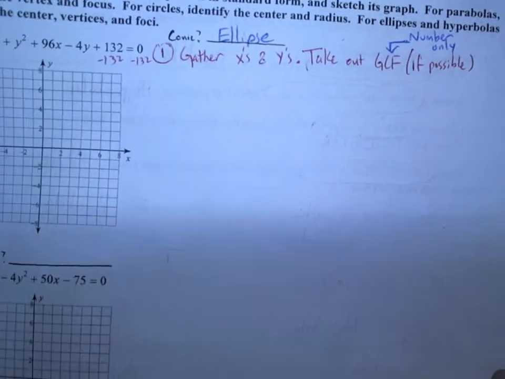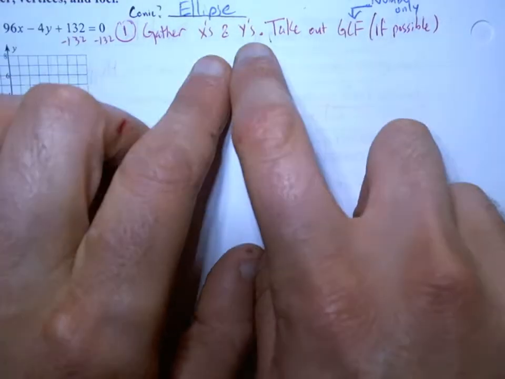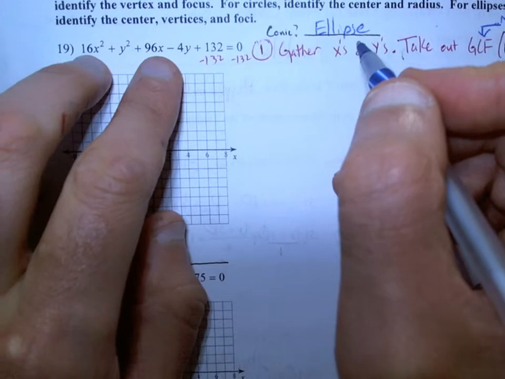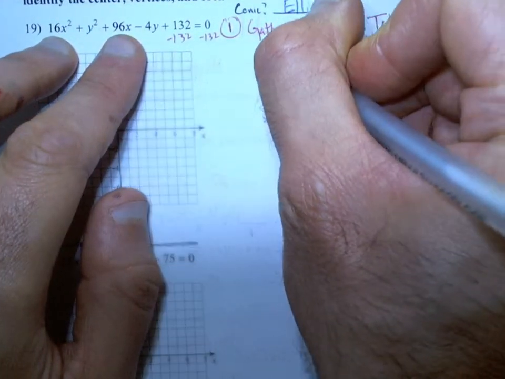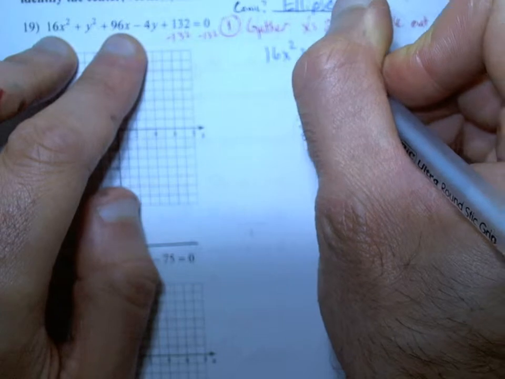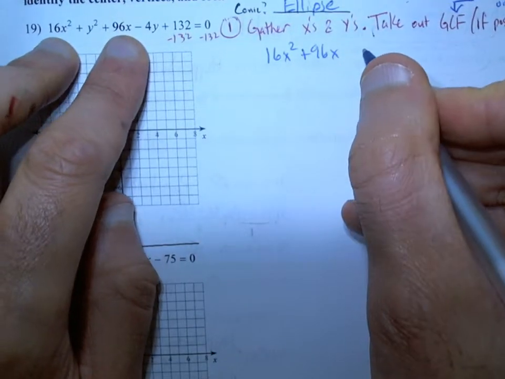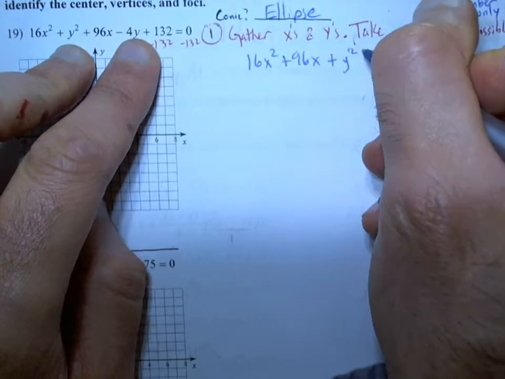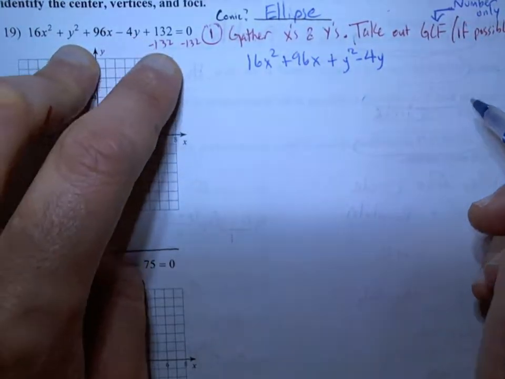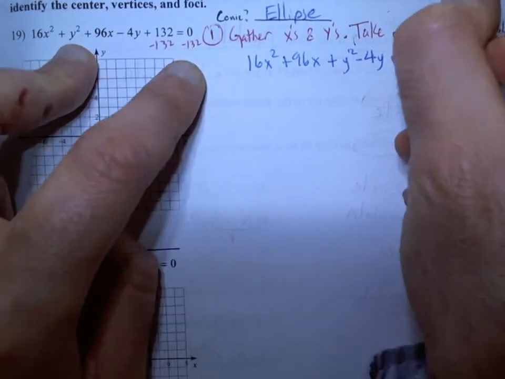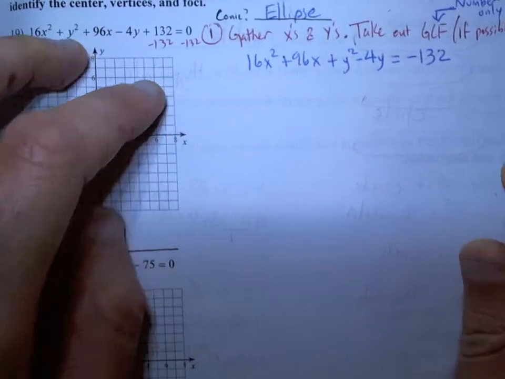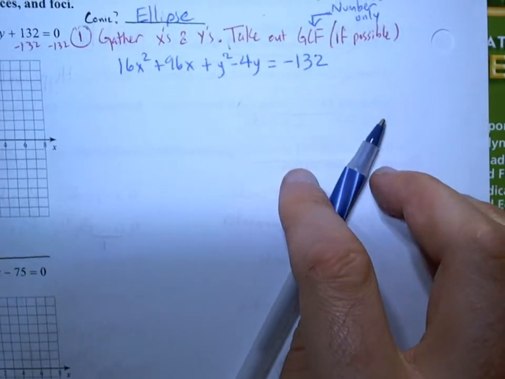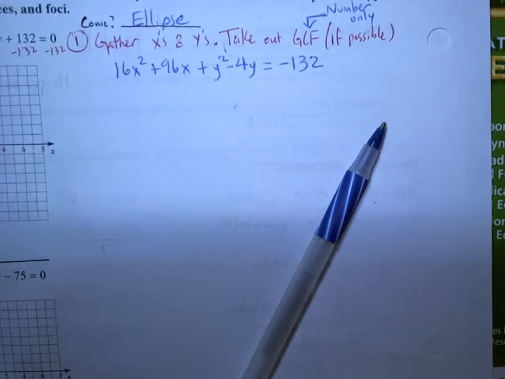Okay, so let's take a look at that then. Let's gather our x's and y's. So let me do that in one step here. So 16x squared and 96x. Let's gather those. 16x squared. Let's do it in two steps. 16x squared plus 96x. You don't need to put your blank yet. I'll show you why in a minute. Gather your y's, plus y squared minus 4y. And then move the constant over. We already moved him over. So subtract 132 from both sides. There we are. Okay, we're not done yet with that step. That's like a halfway step. Okay, any questions there?